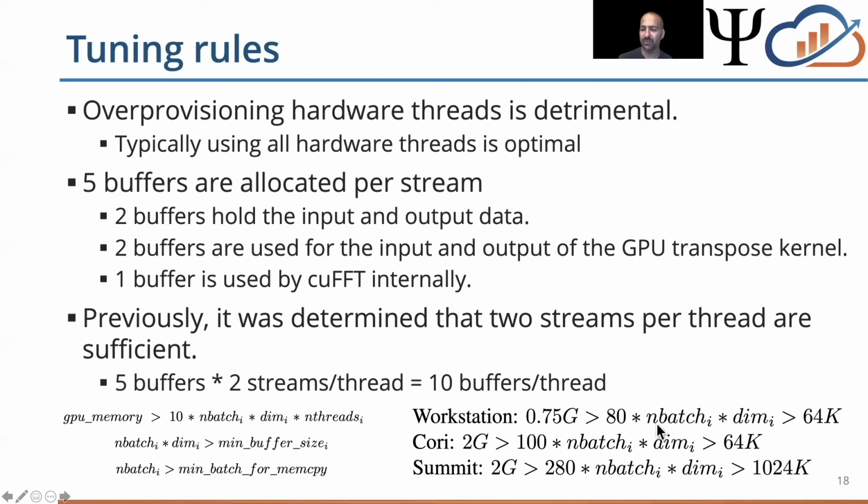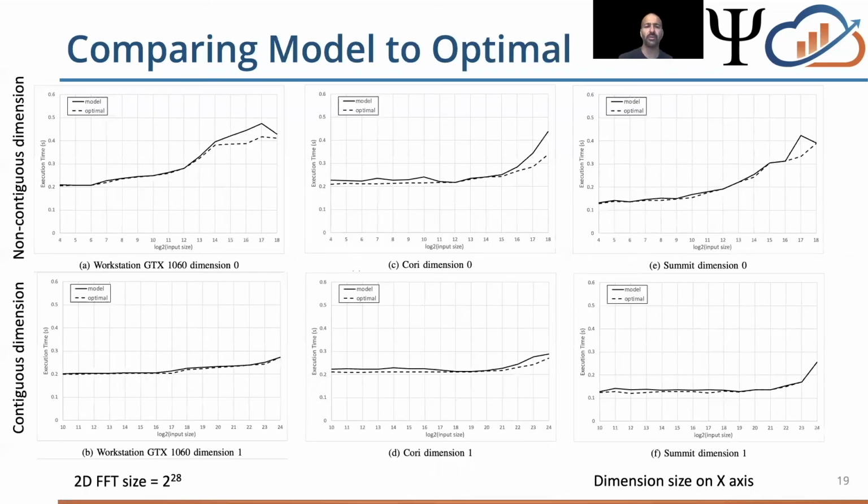However, sometimes this inequality cannot be solved because the dimension size is so large. In that case, we instead make n batch small enough so that it fits in the GPU memory. So how does the model compare to the optimal?